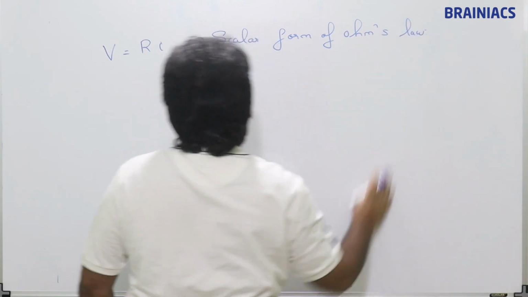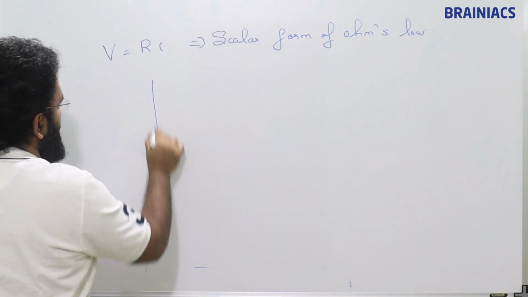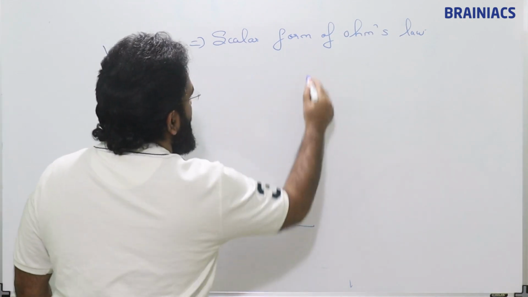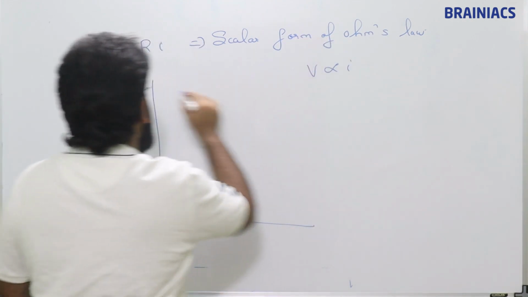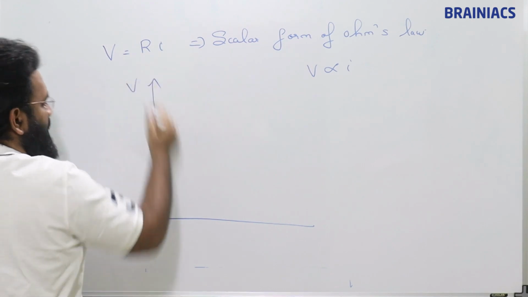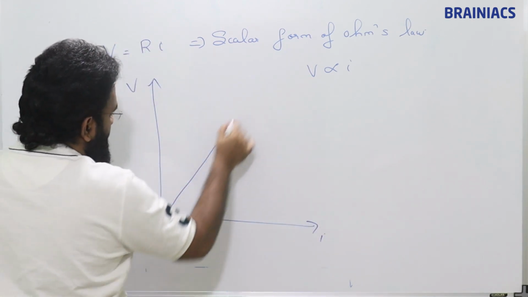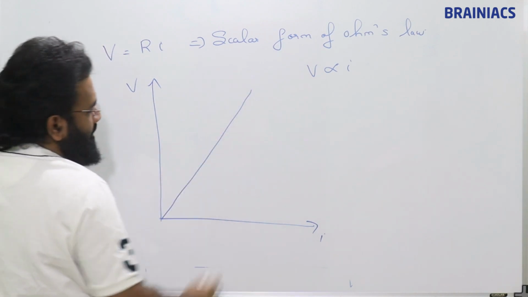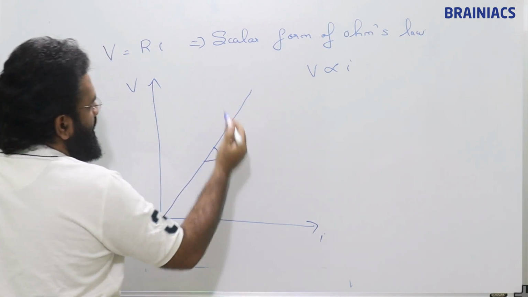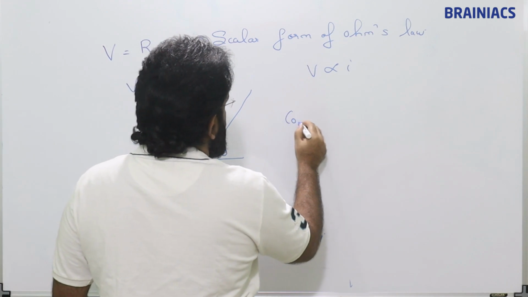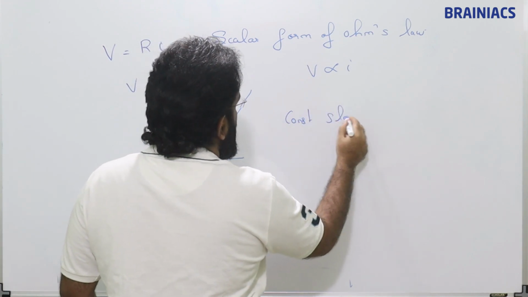Scalar form of Ohm's law. Here V and I are directly proportional. When we plot potential difference V against I, the graph will be a straight line, so it will have a constant slope.